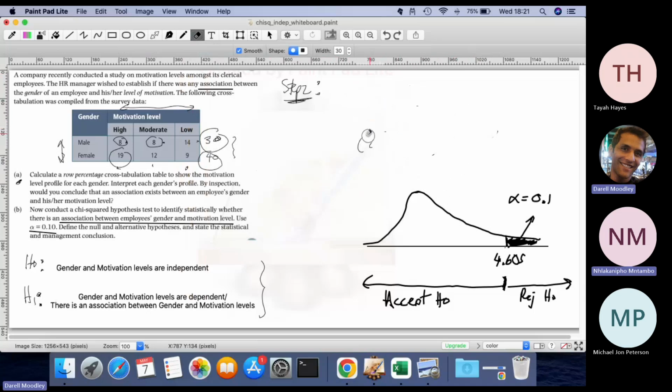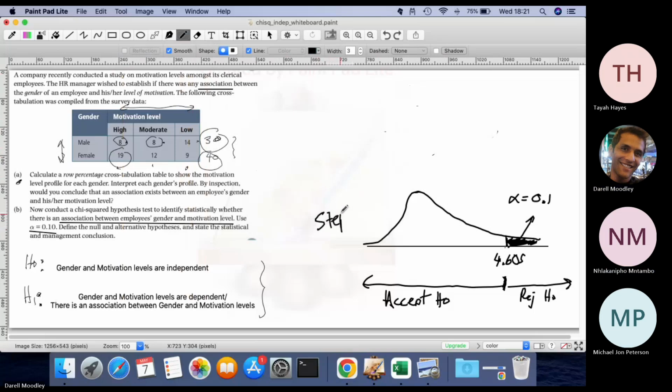So step 2 done. I'm going to write it here, step 2. And I'm going to use the space here for step 3. Okay, now to do step 3, we would need the totals for the rows, which we already did, it's 30 and 40. And then we need the total for the columns.